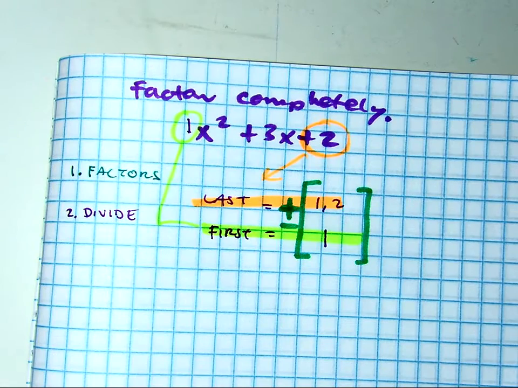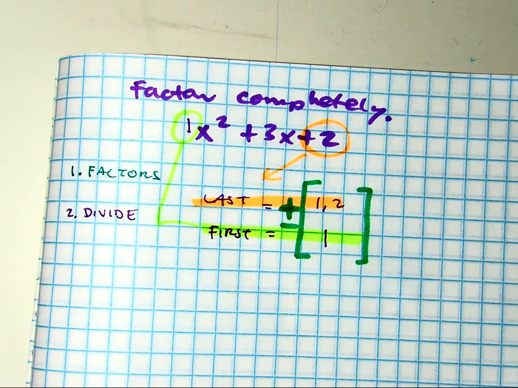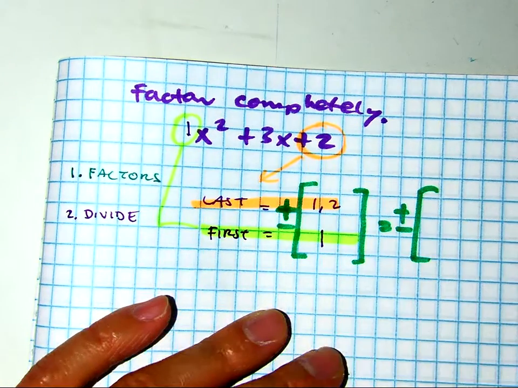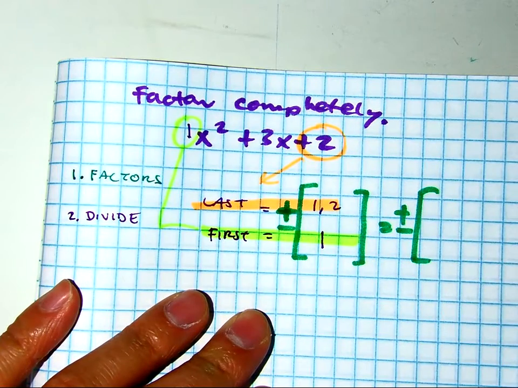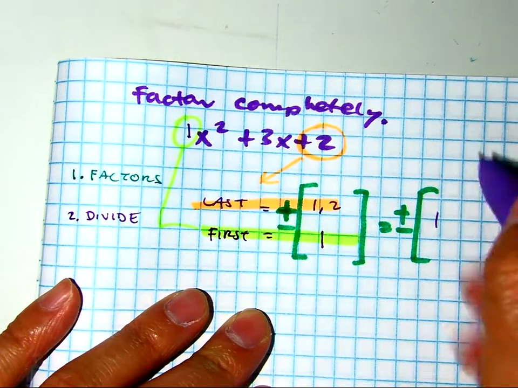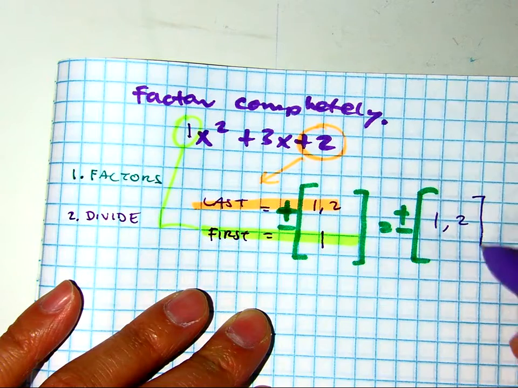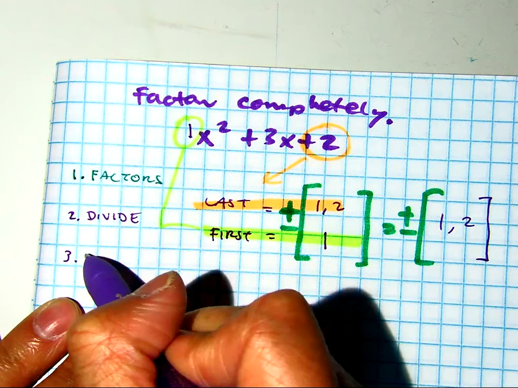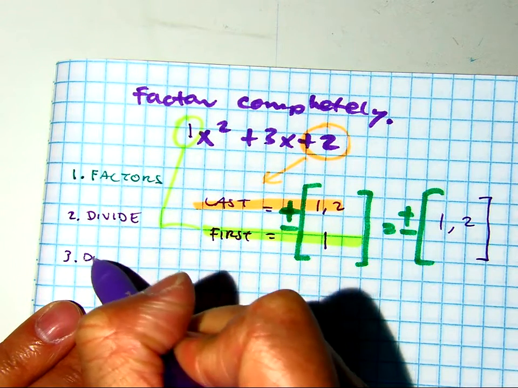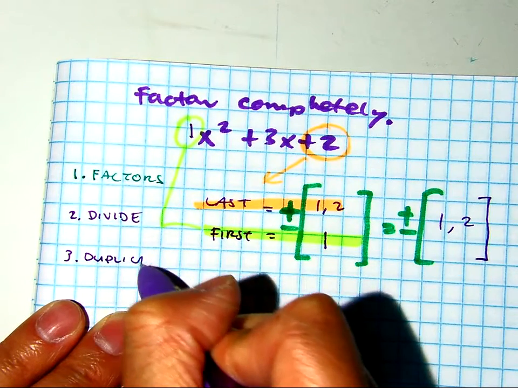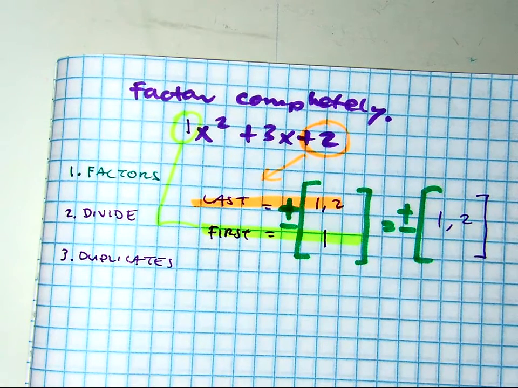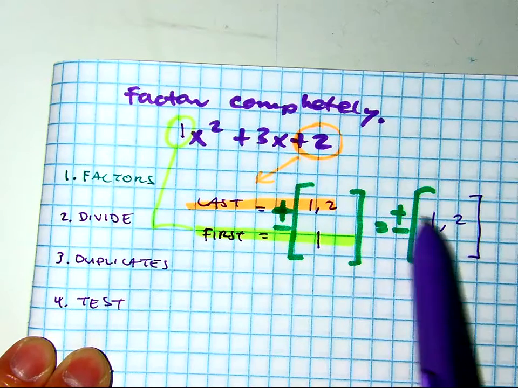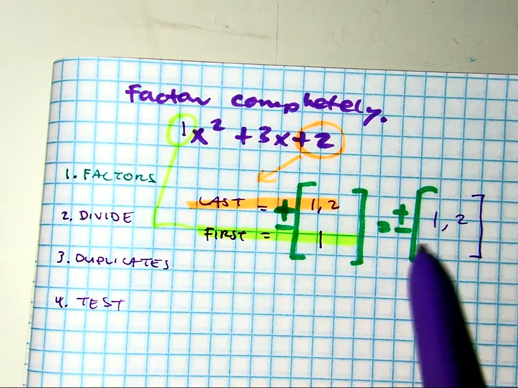So let's divide. 1 divided by 1, and 2 divided by 1 is 2. What's the third thing we have to do? Cross off any duplicates. Do you guys see any duplicates? No duplicates. Okay, what does this mean? We're now going to test these. So this is a positive 1, positive 2, negative 1, and negative 2. We're going to test all of these using synthetic division to figure out which one of these is a factor.